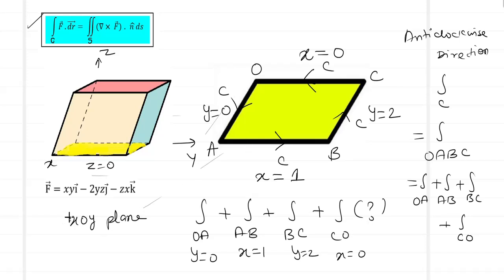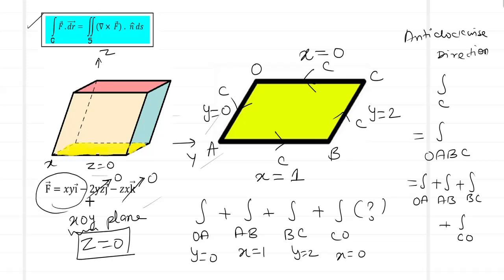Why? You can see that where is your F vector being drawn on? Above the XOY plane. What happens in the XOY plane? The name of the XOY plane is Z equal to 0. So what happens when Z equal to 0? Now in this F, here I have a Z, so this will become 0. Here I have a Z, so this will become 0. So what will be left out of my F vector? Only this x, y times of I will be left out in my F vector.